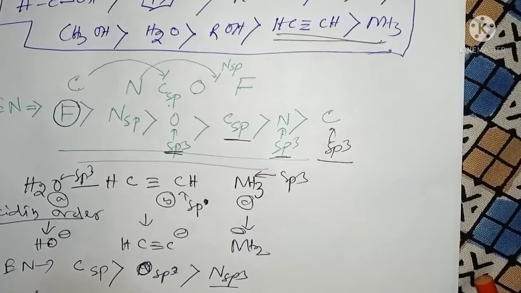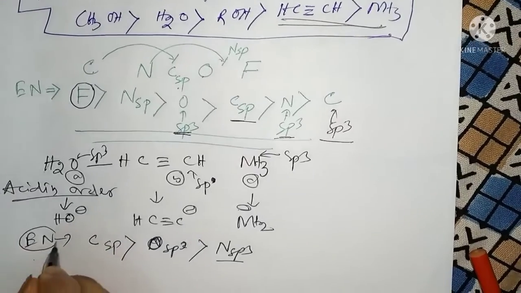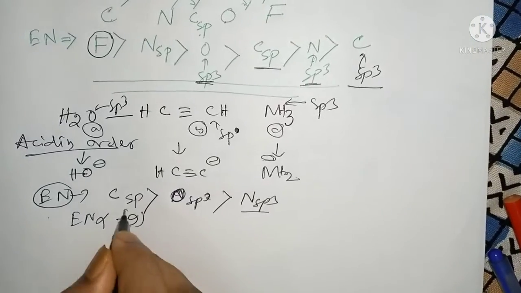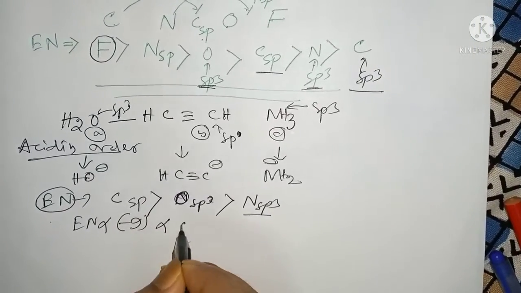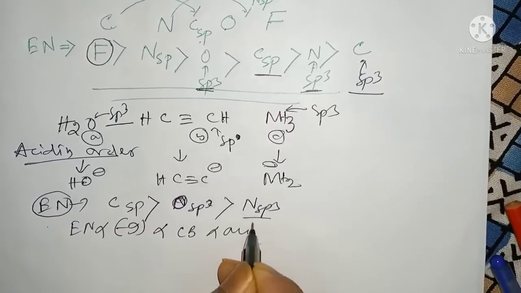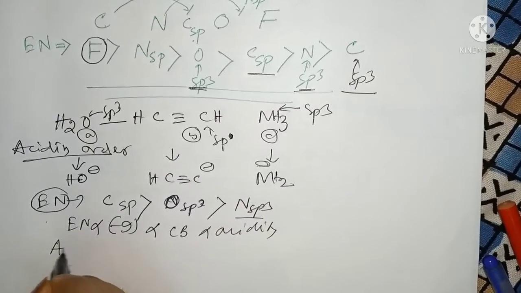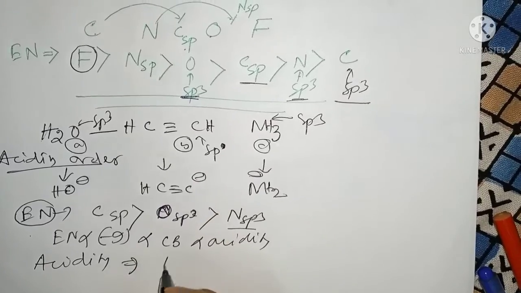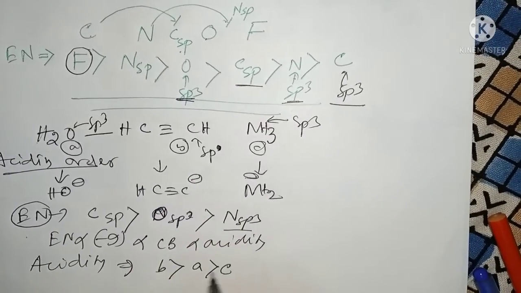Now we know electronegativity is proportional to minus I effect, proportional to conjugate base stability, proportional to acidity. So acidity order: B greater than A greater than C. This is the order.